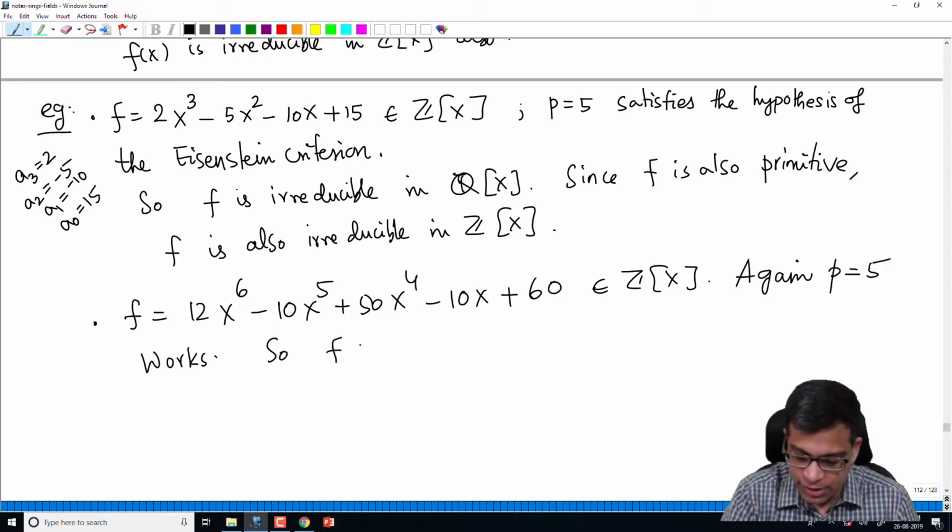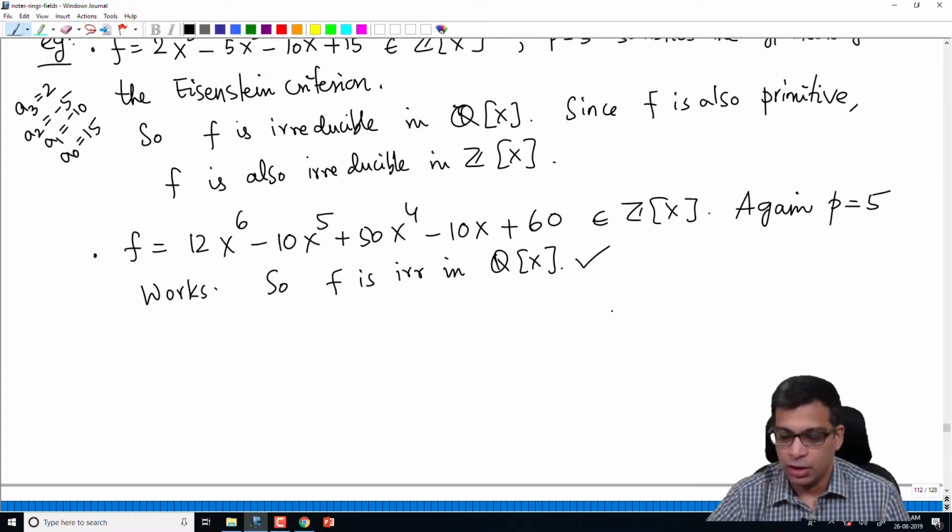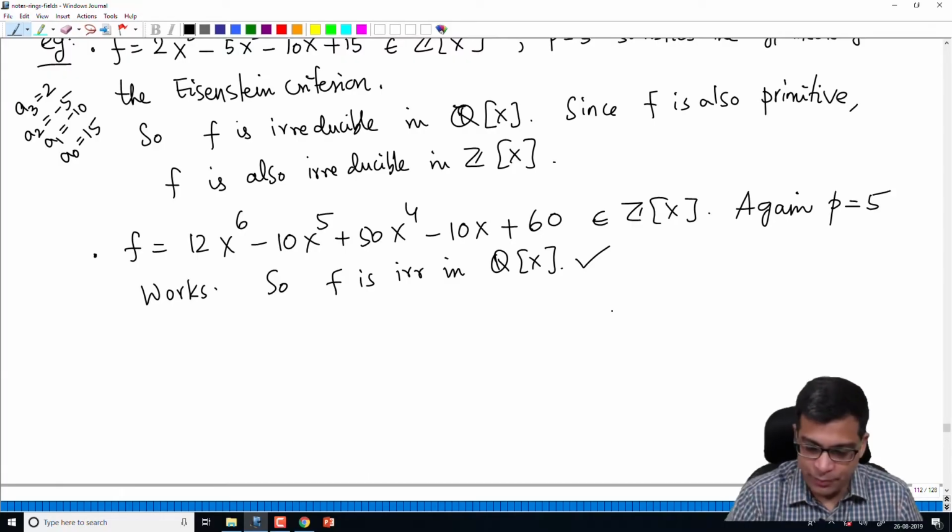So f is irreducible in Qx. So this is okay. That's an immediate conclusion of the Eisenstein criterion. What about in Zx? For that you have to ask if it is a primitive polynomial. Is f primitive?